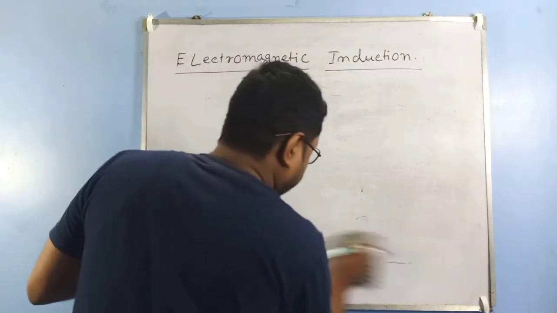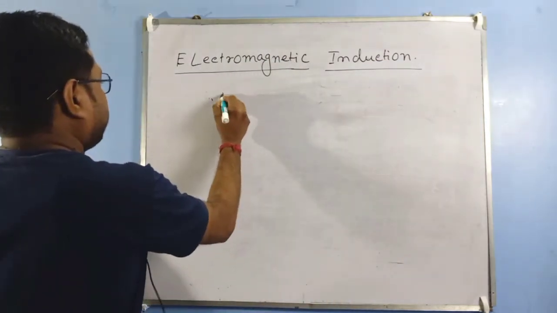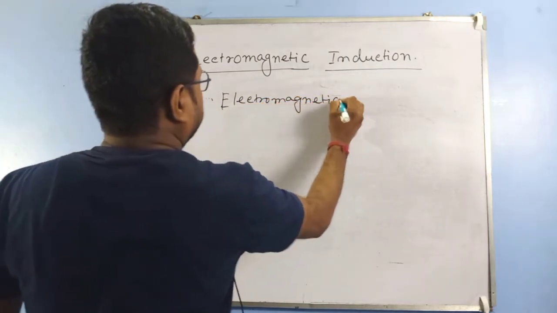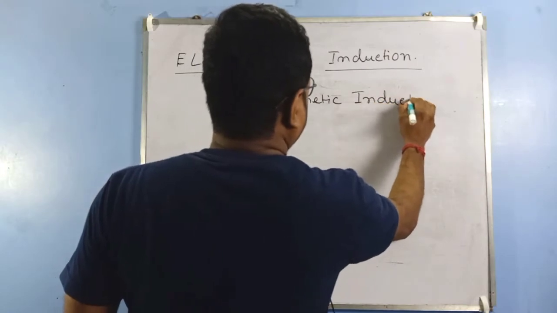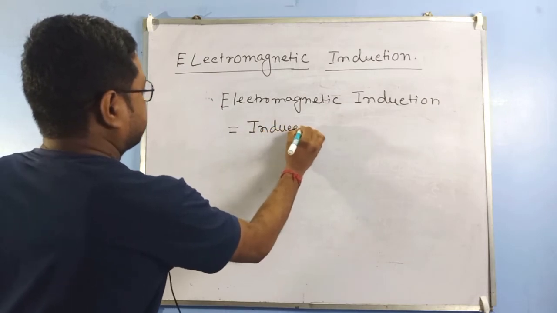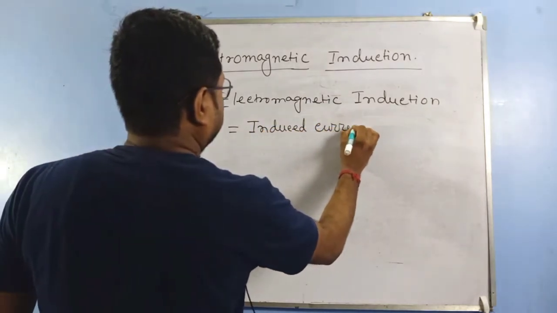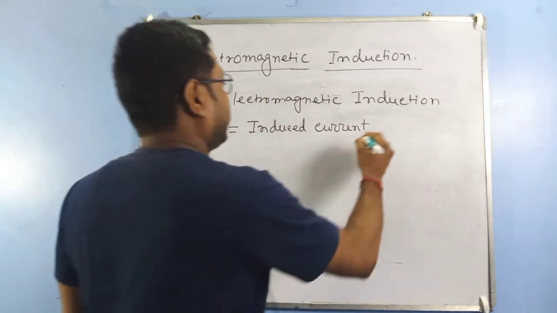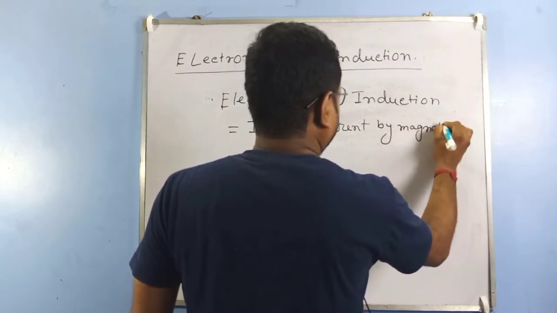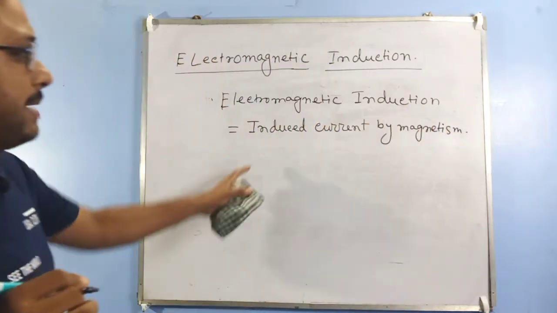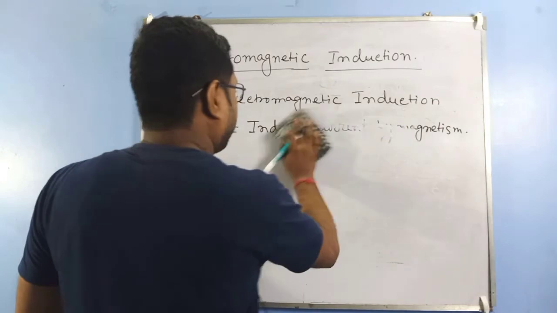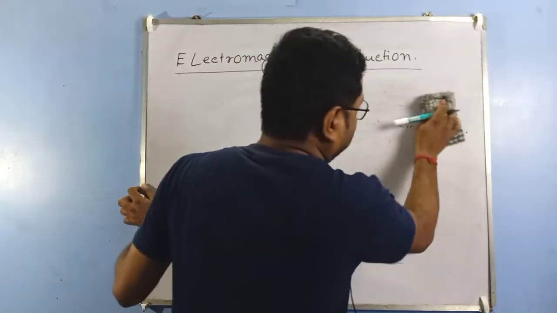What is the meaning of electromagnetic induction? If we say it in one sentence, it is induced current by magnetism. Induced current by magnetism is called electromagnetic induction. So, Faraday proposed two basic laws.